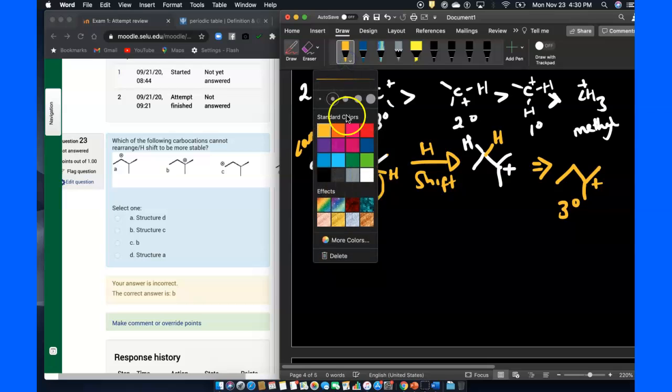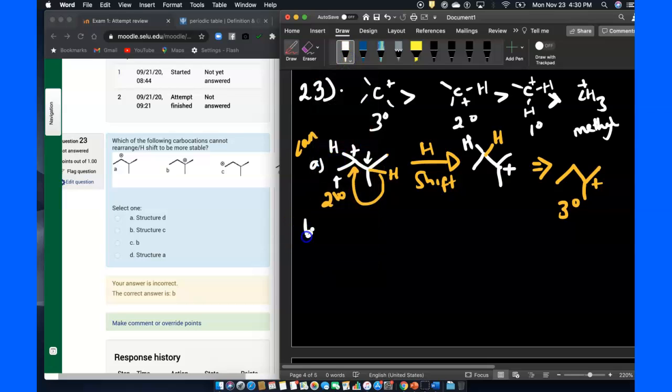And then now let's look at B. Can B rearrange to be more stable? So for B, it's already a tertiary. You see, this is already a tertiary. It does not need to rearrange. So this one cannot. And that probably will be our answer. And then C.